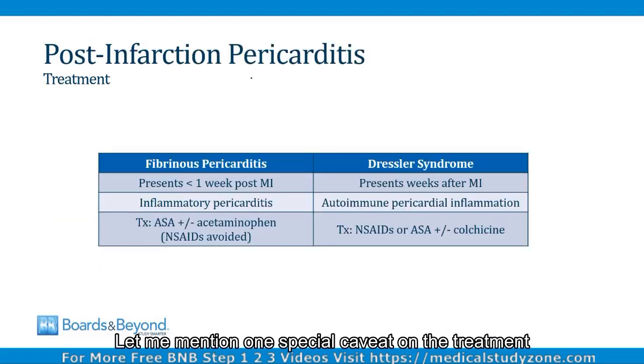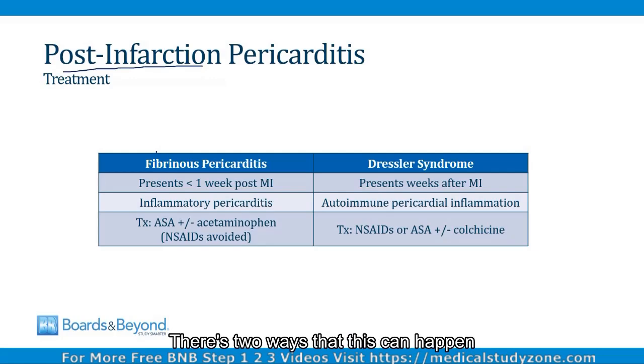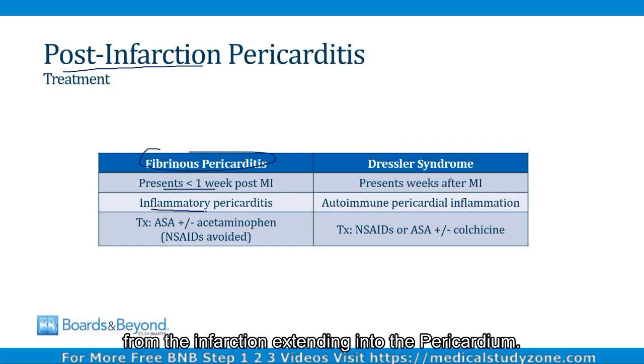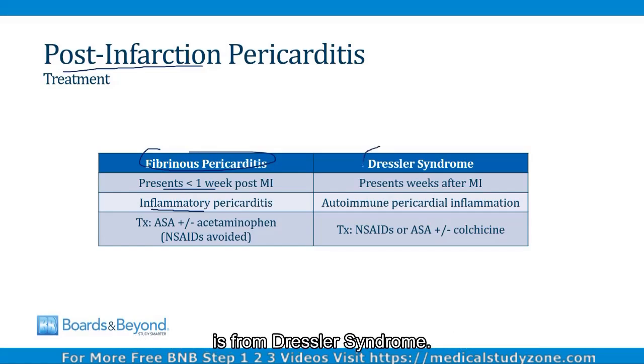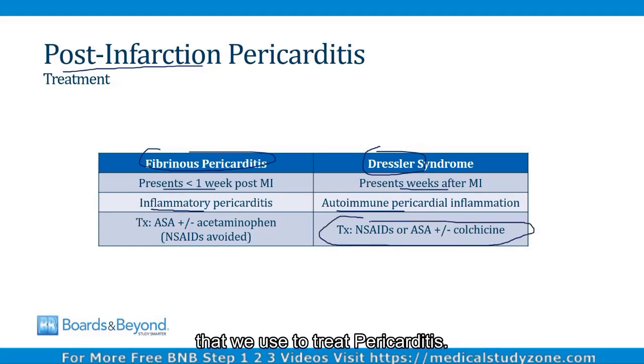Let me mention one special caveat on the treatment of pericarditis that occurs post-myocardial infarction. There's 2 ways that this can happen, as I mentioned earlier. Fibrinous pericarditis presents within a week of a myocardial infarction, and this is caused by inflammation from the infarction extending into the pericardium. The other way you can get post-infarction pericarditis is from Dressler syndrome. This presents weeks after a myocardial infarction, and this is an autoimmune process. Now, Dressler syndrome is treated with NSAIDs and colchicine and the usual drugs that we use to treat pericarditis.